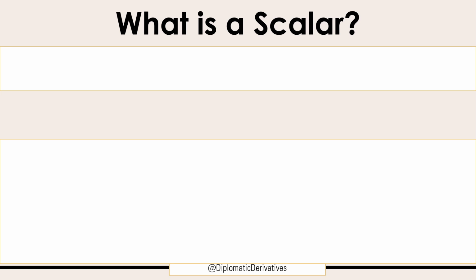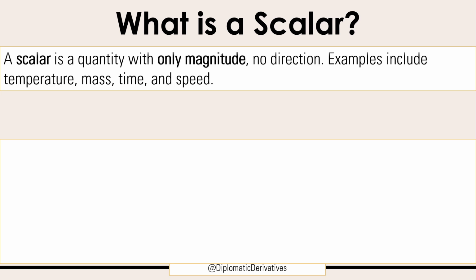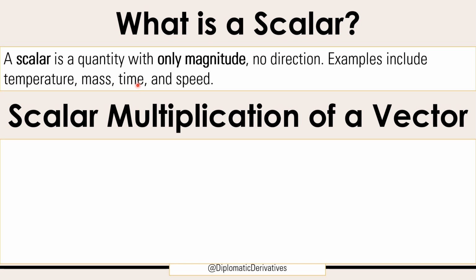Now we move on to the next concept, which is a very easy concept. Again, what is a scalar? A scalar is a quantity with only magnitude, no direction. As we saw in the first video as well, a vector is something which has magnitude and direction. Scalar has only magnitude, no direction. Examples include temperature, mass, time, and speed. What is scalar multiplication of a vector?